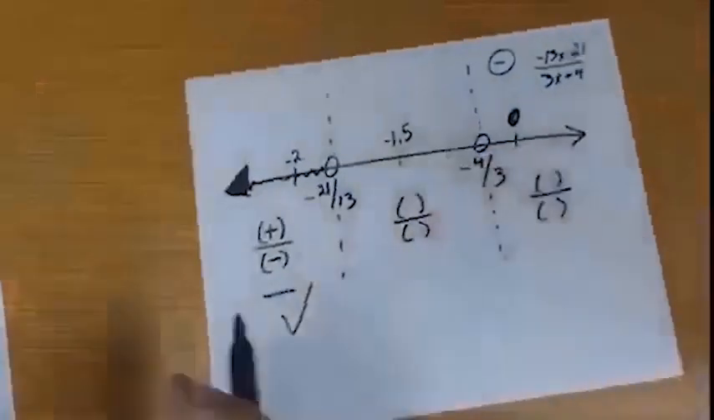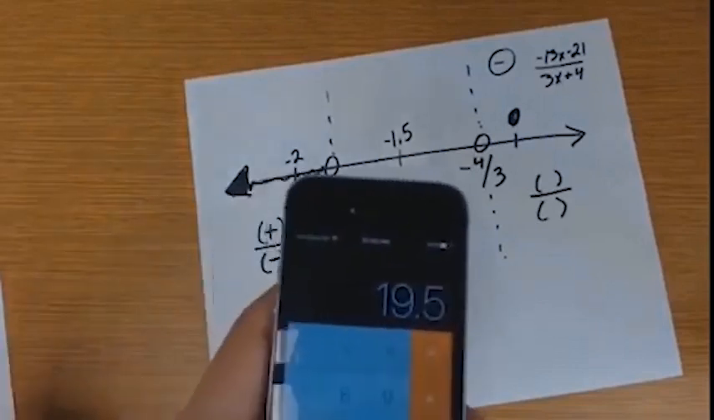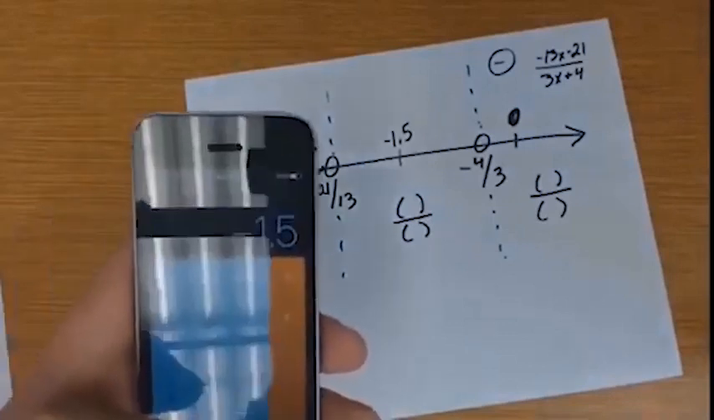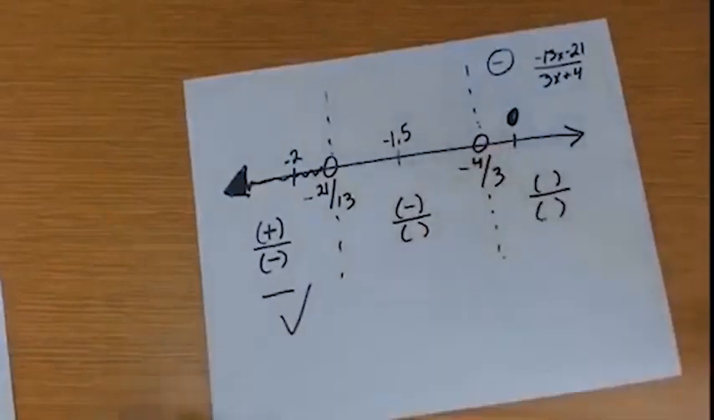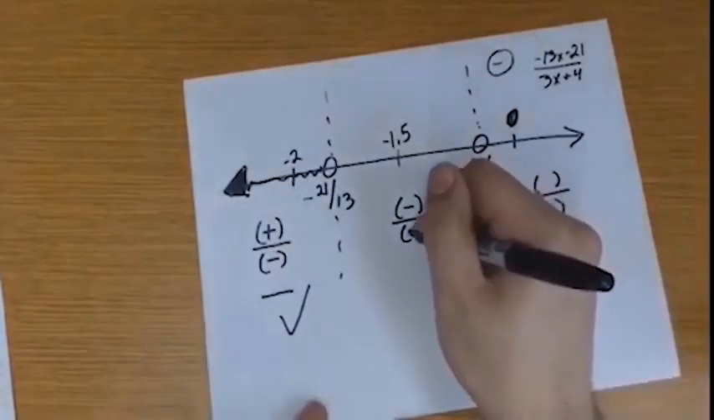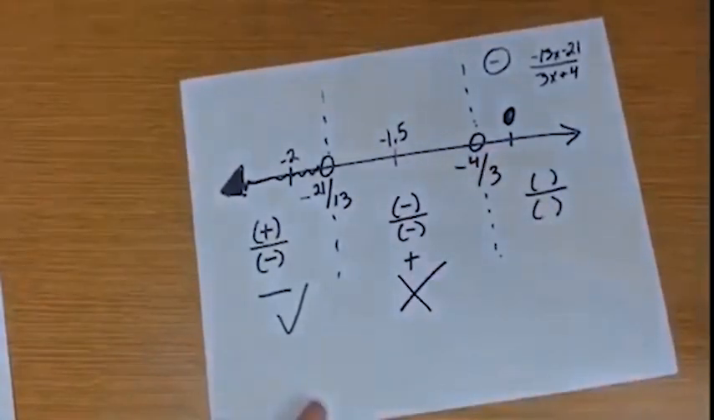Negative 1.5 times 13. I'm going to go back to the calculator. Negative times negative is positive. 13 times 1.5 is 19.5. Minus 21 is negative. Three times 1.5 is going to be negative 4.5 plus 4, still negative. Negative over negative is positive. We don't want that section.